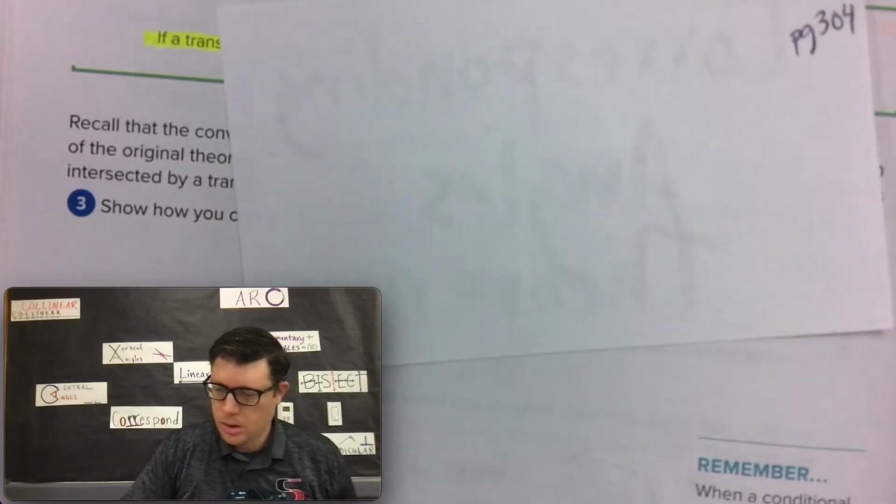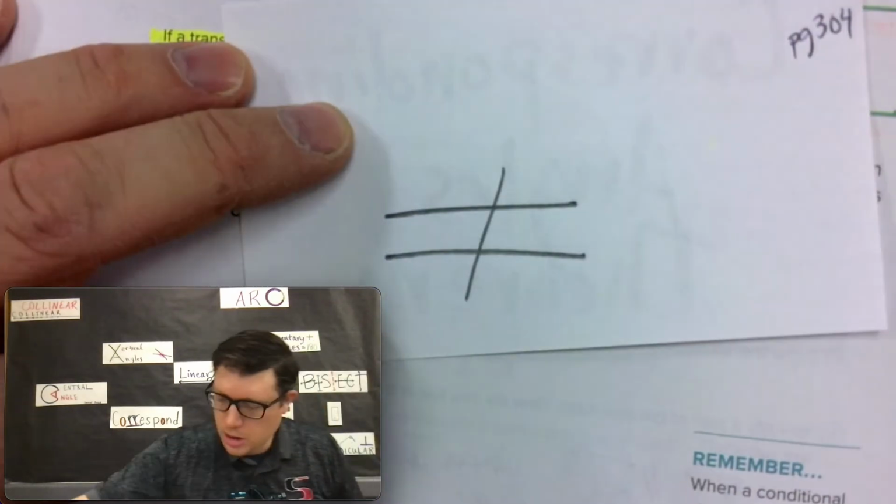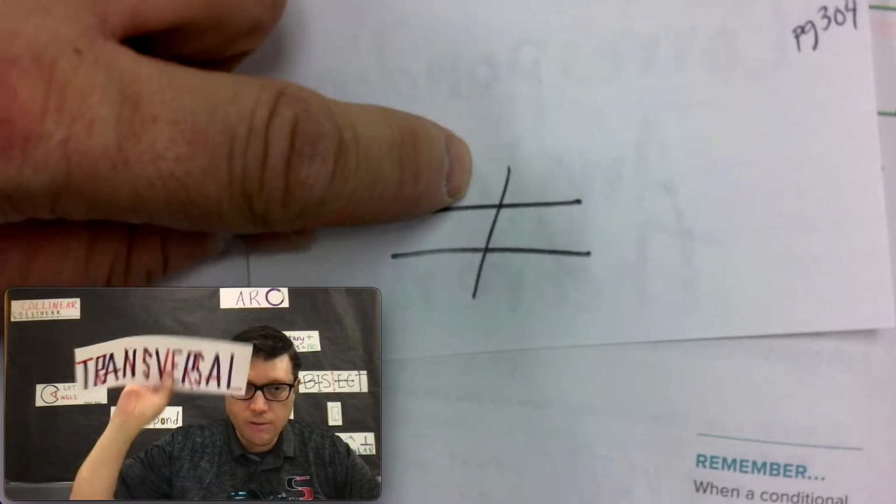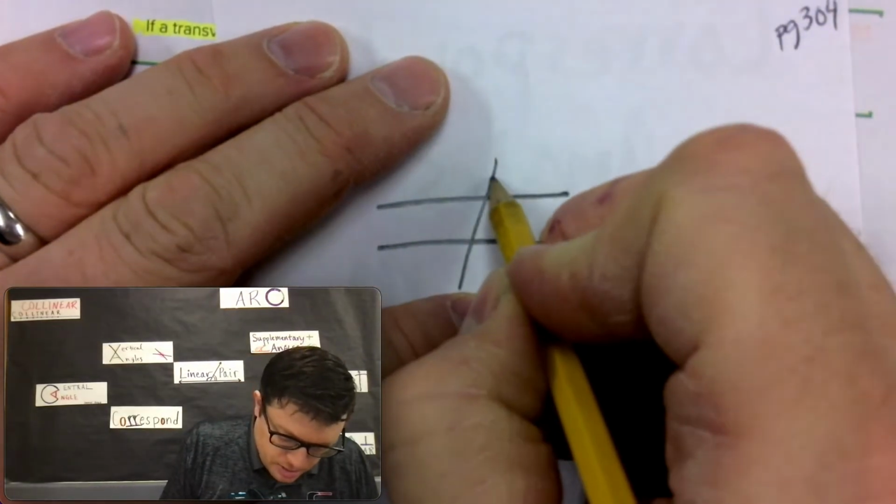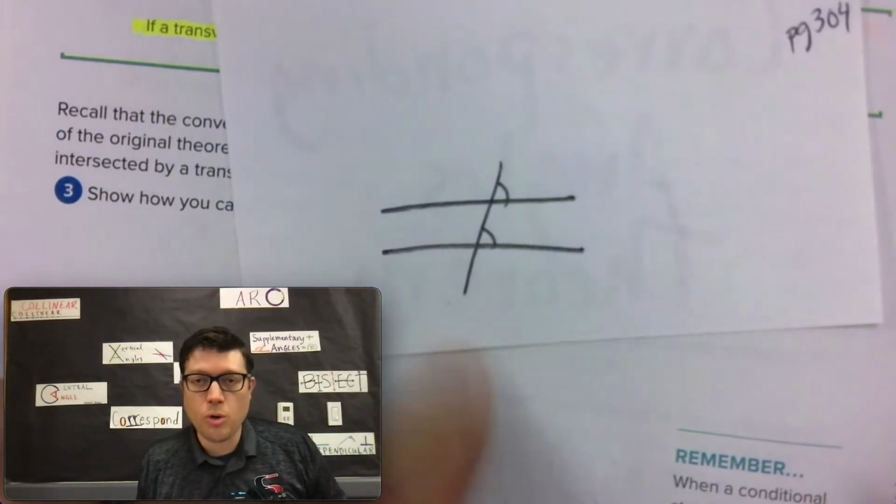Let's draw that on the back of our note card. Parallel lines, transversal, that's the transversal, and it creates congruent corresponding angles.